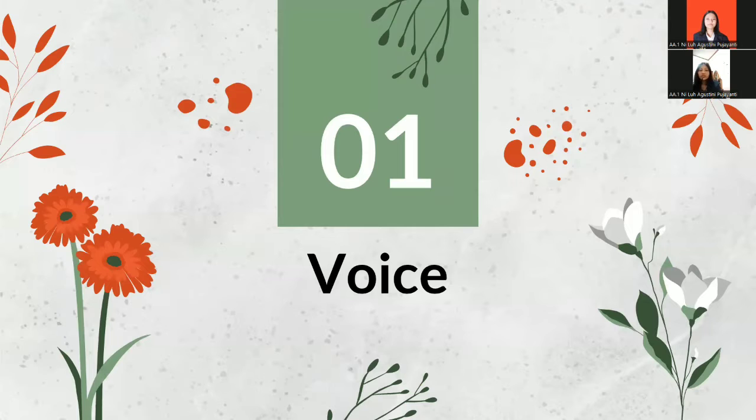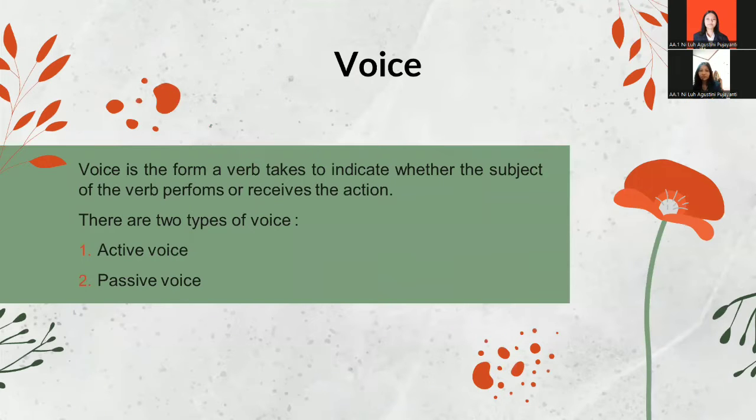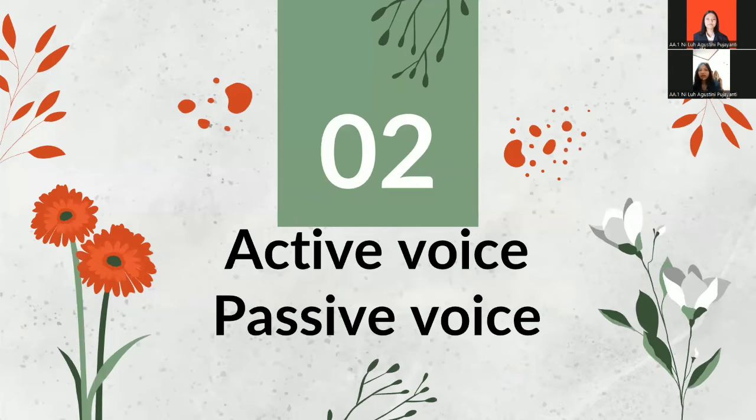Before we study the change of active into passive voice, we must know what voice is. Definition of voice: voice is the form a verb takes to indicate whether the subject of the verb performs or receives the action. There are two types of voice. The first is active voice and the second is passive voice. Let's see the difference between the two of them.